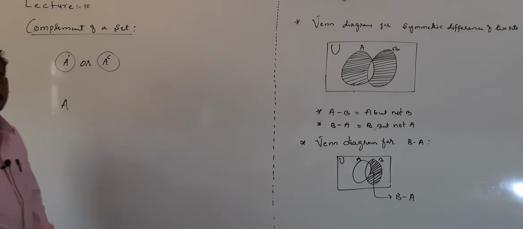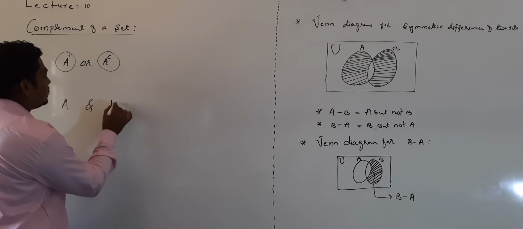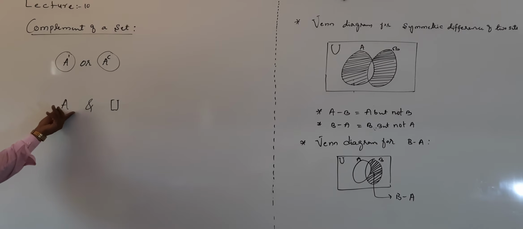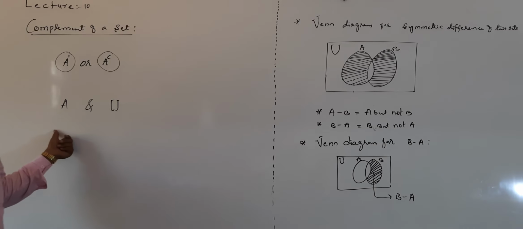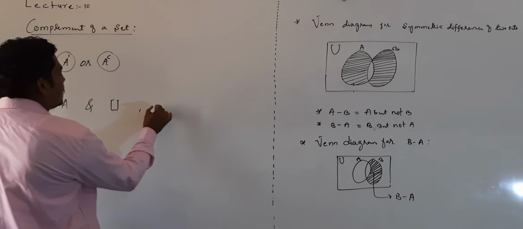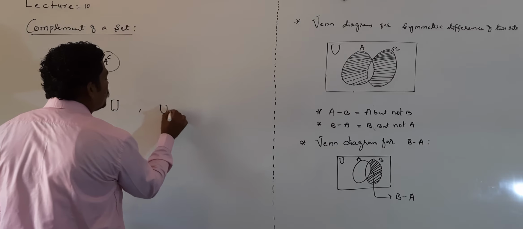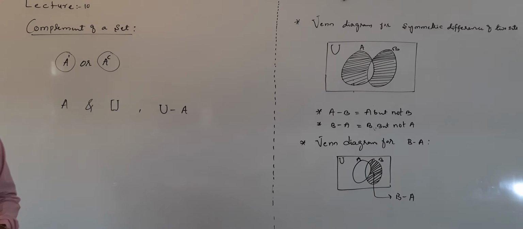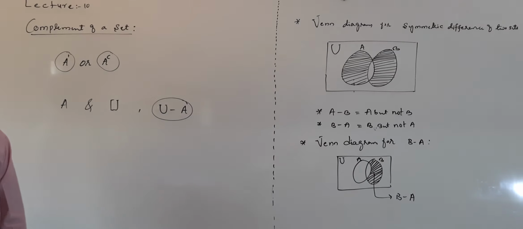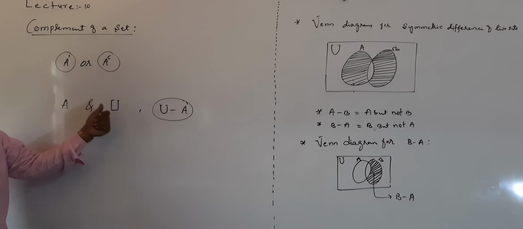Let A be any set and U be the universal set. Then the set U minus A is called the complement of A. This is known as the complement of set A. Let A be a set and U be the universal set.